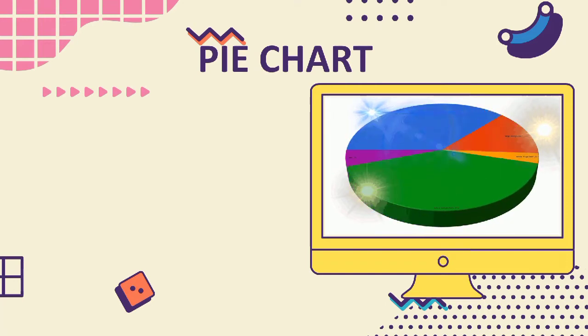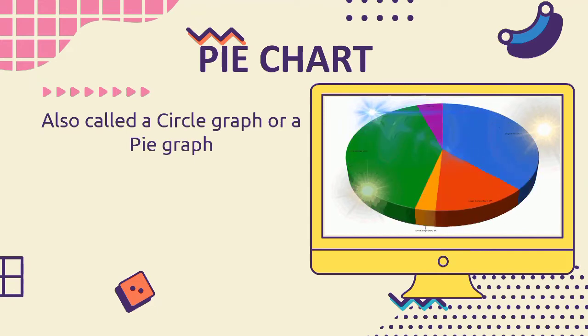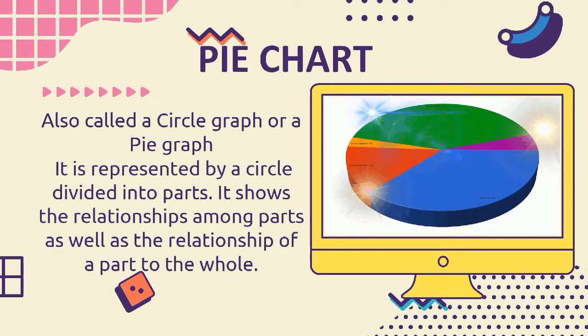First is the pie chart. It is also called a circle graph or a pie graph. It is represented by a circle divided into parts. It shows the relationship among parts as well as the relationship of a part to the whole. The data are presented in percentage form and represented in the circle graph by an equivalent fractional part of a whole.